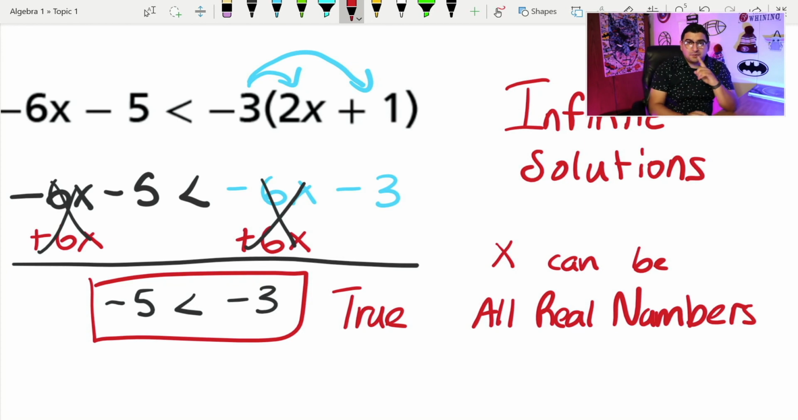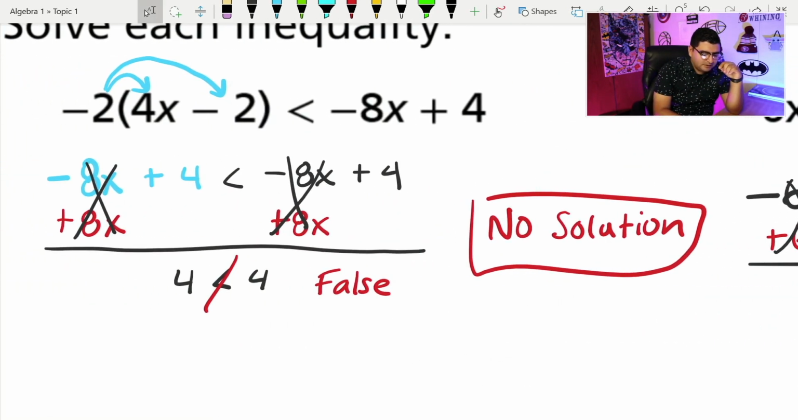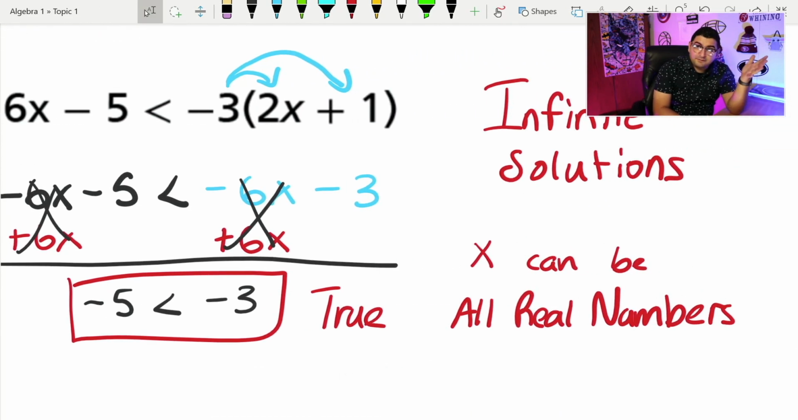So special case number 1, when we get a false statement, we get no solutions. If our variables cancel out and we're left with a true statement, we get infinite solutions. Those are our two special cases in solving inequalities.